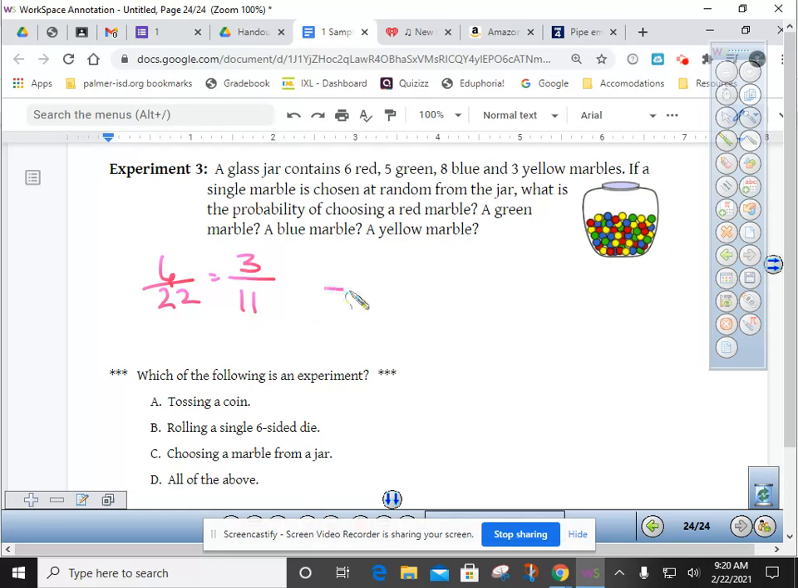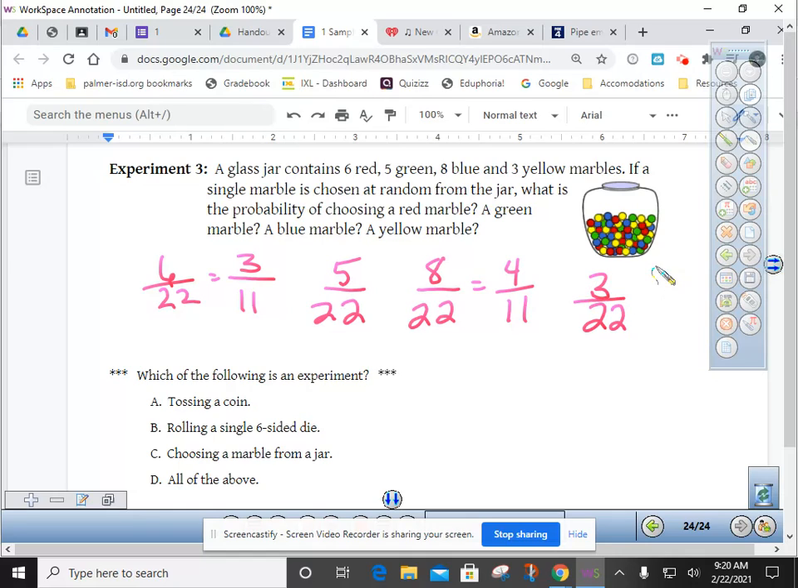How many marbles are in the jar still? 22. And how many of them are green? 5. Is that lowest form? Yes. How many marbles are in the jar? 22. And how many of them are blue? 8. Is that lowest form? No. What is? 4 over 11. And the last one? 22. And how many are yellow? 3. Lowest form? Yes. That's it.